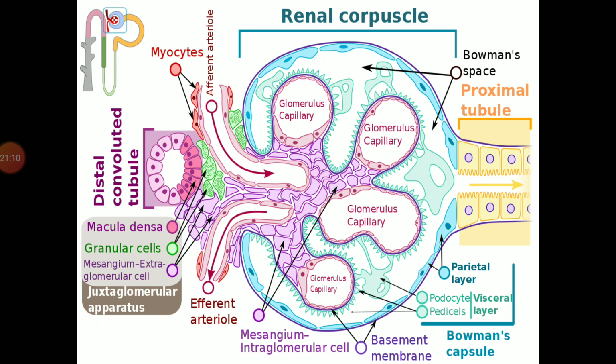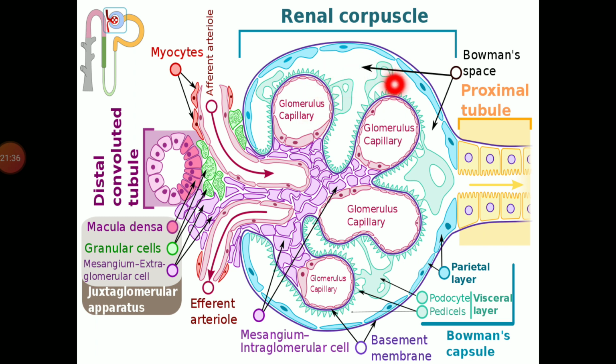And while talking about these extraglomerular cells, which are seen outside the capillary, in the vascular pole of the renal corpuscle. So when you're talking about this vascular pole, you can recall that this is the renal corpuscle, right? So renal corpuscle is basically the Bowman's capsule together with the glomerulus, or together with the network of capillaries.